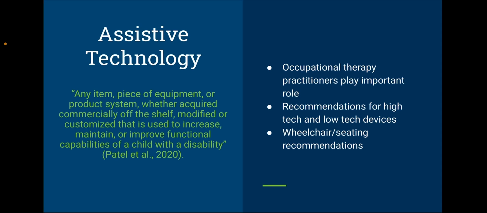Assistive technology is any item, piece of equipment, or product system, whether acquired commercially, off the shelf, modified, or customized, that is used to increase, maintain, or improve functional capabilities of a child with a disability. Occupational therapy practitioners play an important role in the use of assistive technology. We recommend high-tech and low-tech devices. High-tech devices would be computer programs, and low-tech devices could be any type of utensil used for feeding, anything simple like that. We also make wheelchair and seating recommendations.